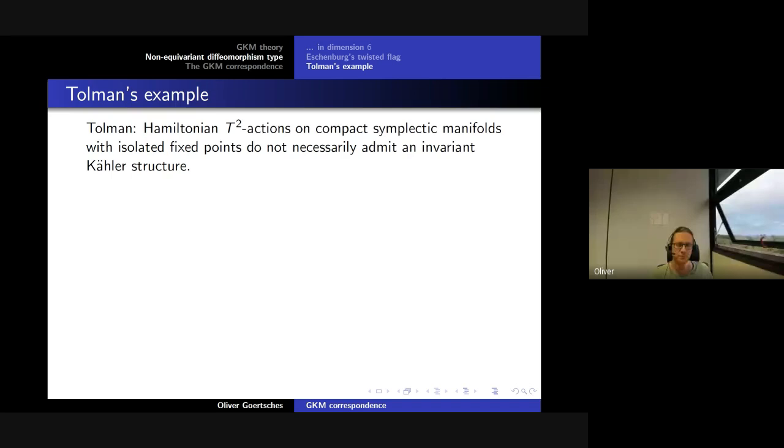In this paper, she constructs the first Hamiltonian torus actions. So you can write T here, not T2. So the first Hamiltonian torus actions on compact symplectic manifolds with isolated fixed points which do not admit an invariant Kähler structure. Right? So if you recall toric symplectic geometry, if you have half-dimensional tori acting, then classical theory says that you always have an invariant compatible Kähler structure, right? Toric symplectic manifolds are always Kähler, but this shows that if you drop the dimension of the torus by one, and you still assume that you have isolated fixed points only, then this is no longer true.